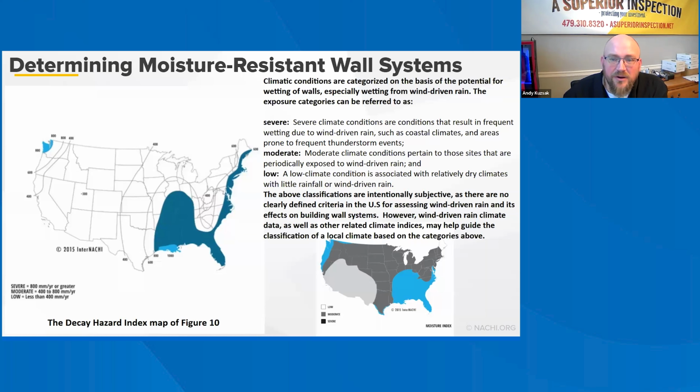The above classifications are intentionally subjective as there are no clearly defined criteria in the US for assessing wind-driven rain and its effects on the building wall systems. However, wind-driven rain climate data, as well as other related climate indices, may help guide the classification of a local climate based on the categories. So again, we're all over the United States in this webinar. And again, this class is available online, so you can go and review these diagrams for your area more closely.